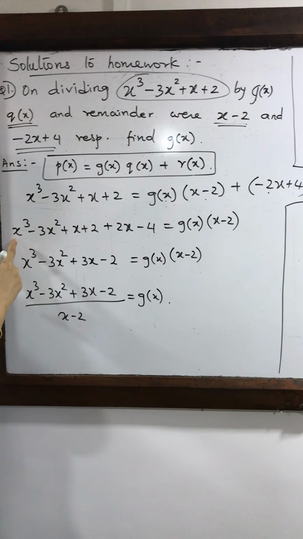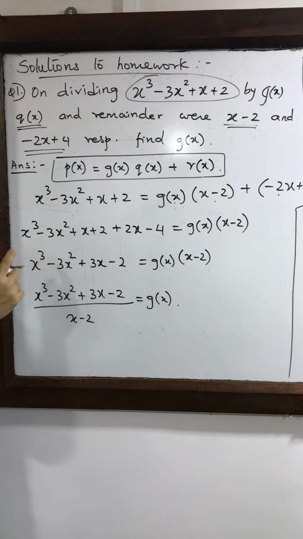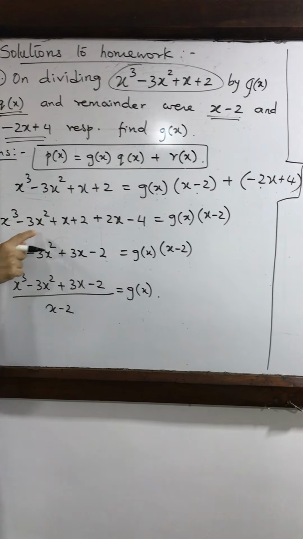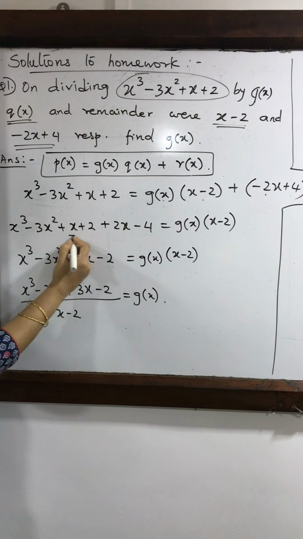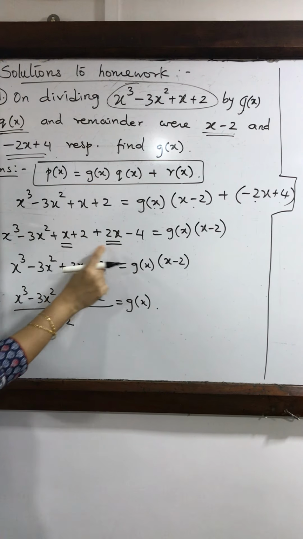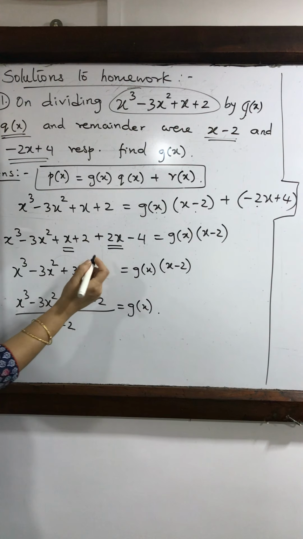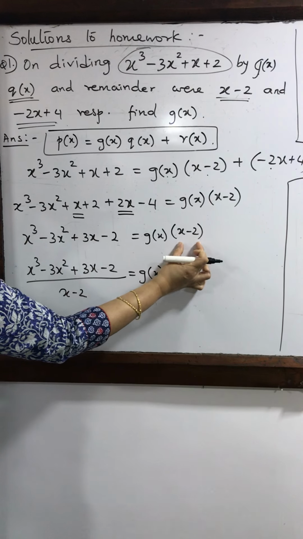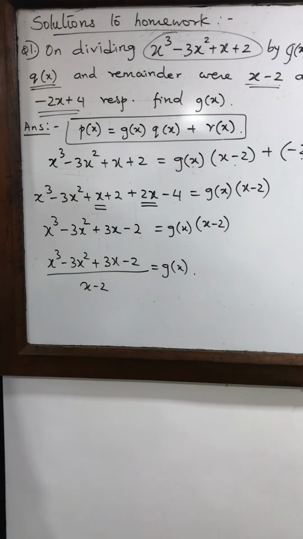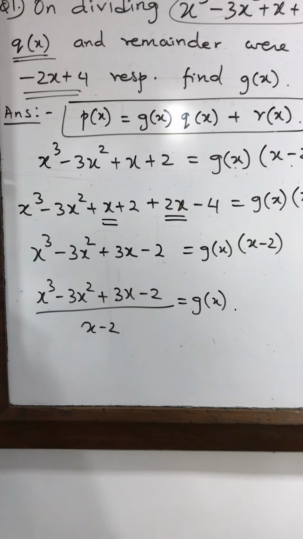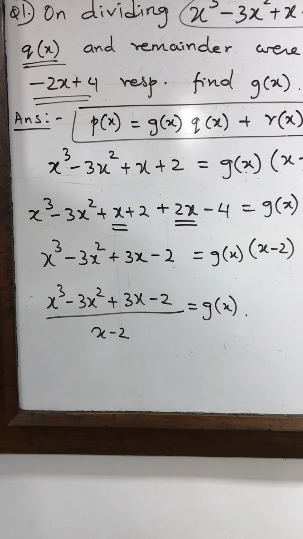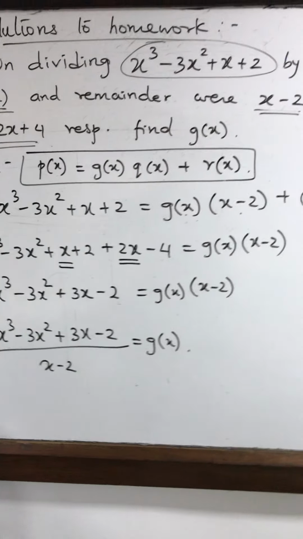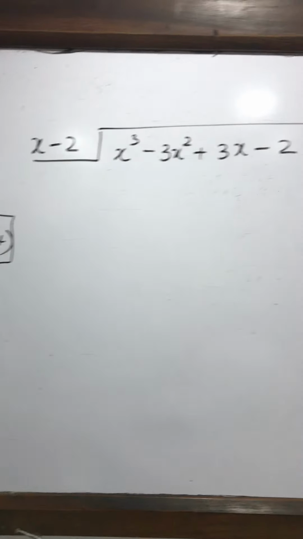Then to solve further, we will add terms with the same powers. So there is only one x cube term, there is only one x square term. There are two terms of x which we will add together to form 3x, and the constants are subtracted. This polynomial is then divided by x minus 2 to find g(x). Now we are going to do the division of these two polynomials by the method I have already explained earlier.